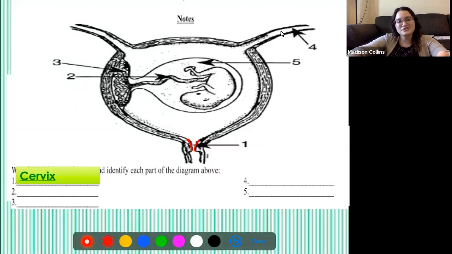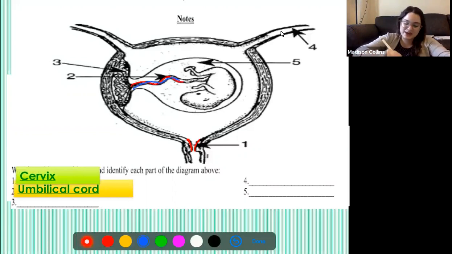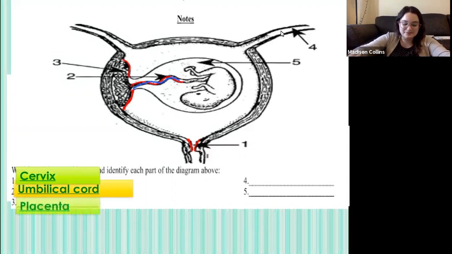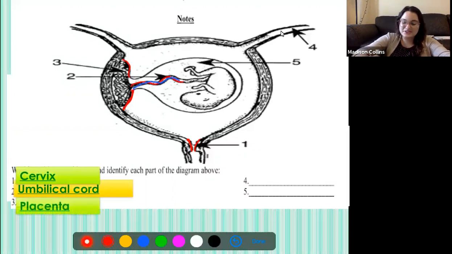All right, structure number 2, we see this is going to be that long winding structure that has arteries and veins within it that allows blood supply to be delivered to the fetus. That is known as the umbilical cord. Now, that umbilical cord is directly connected to this pancake-like structure that is attached to the inside of the uterus, known as the placenta.